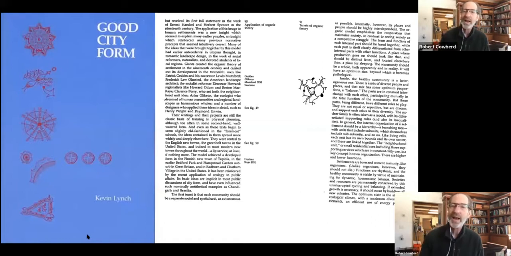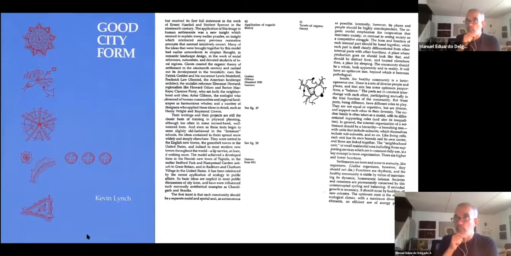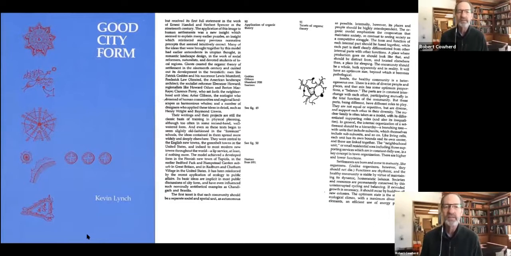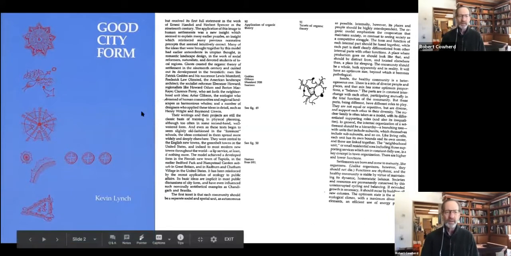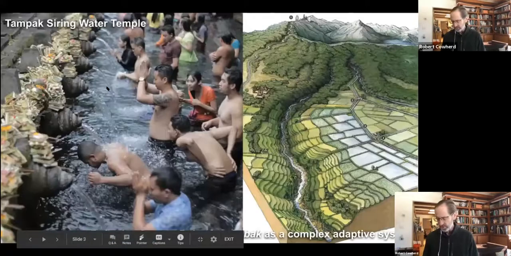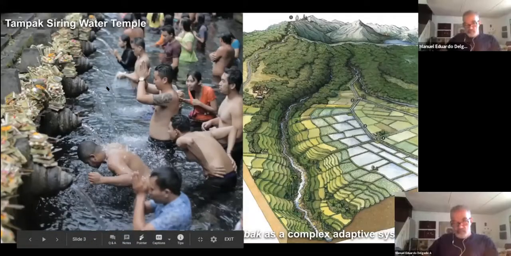There's one chapter in this book called Three Normative Theories. Those three normative theories are city as an organism, city as a machine, city as a cosmos. And those are the final three topics of this course. So why do we care about these three normative theories? What do they do to help us?